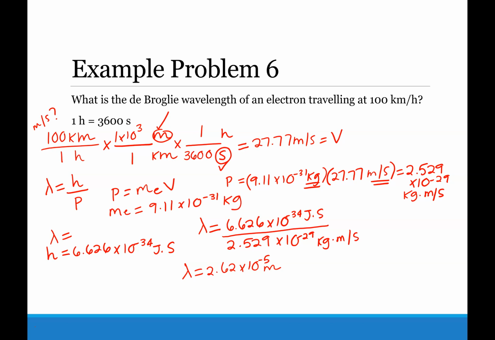Let me know if you have any questions about how to work example problem 6.